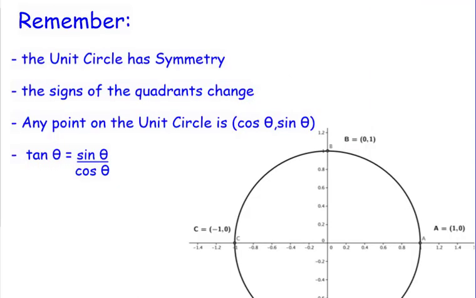So some things we know: the unit circle has symmetry, the signs of the quadrants change, and any point on the unit circle is cosine, sine, which is our x and our y. Something else we know, which I'll talk about in a second, is that tangent is equal to sine divided by cosine.